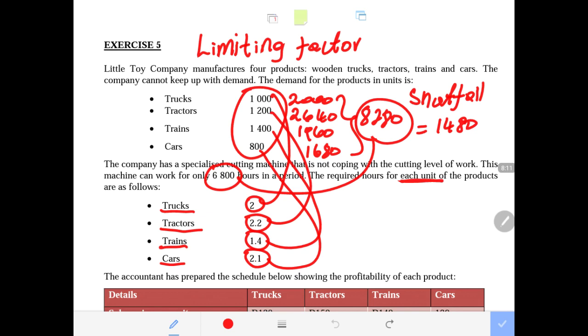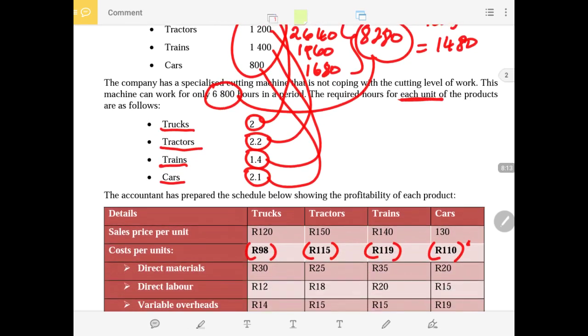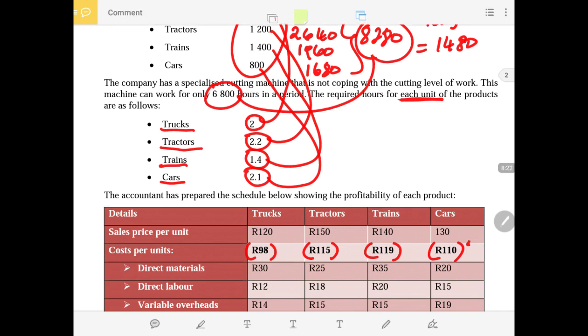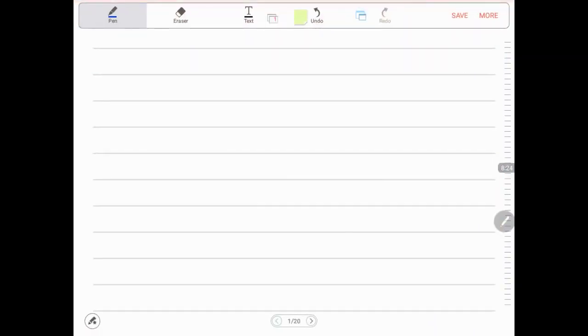1,480 hours. Remember, when you're calculating the shortfall, we don't need to know anything about the cost and the selling price. This won't be necessary when we are calculating the shortfall, and you have already seen that above. So in response to the first question, now we are calculating the shortfall, and we know that the shortfall, we start with the required hours, then we end with the available hours.